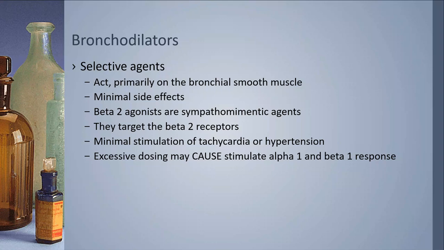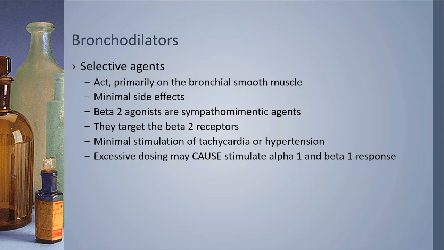Now, you've got to keep in mind that everything has its limit. If we give high doses or multiple doses of bronchodilators, and we may need to, it could potentially lead into alpha 1 and beta 1 response. Please go back and review what happens when we have alpha 1 and beta 1 responses for our patients. Most of these medications are going to be selective for the beta 2 receptor. However, you really do need to be cautious when you're giving this, as well as any other medicine.